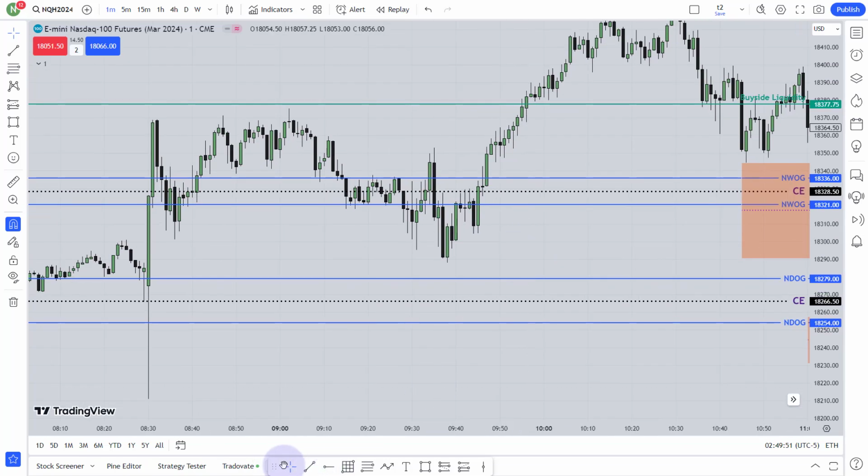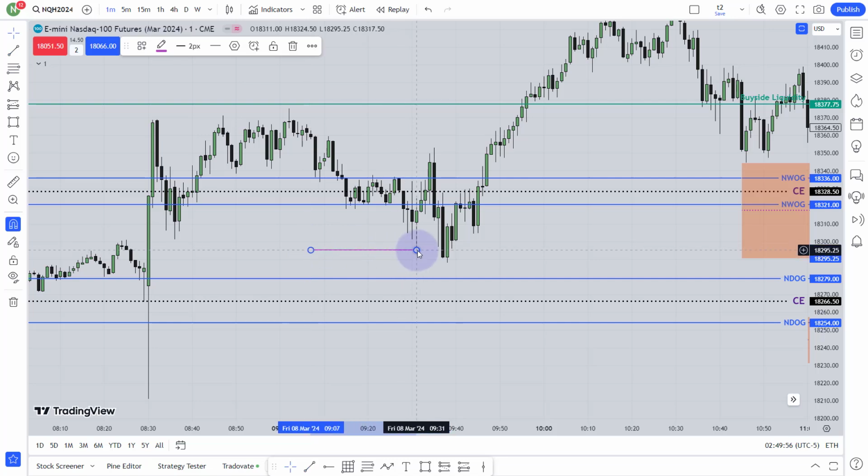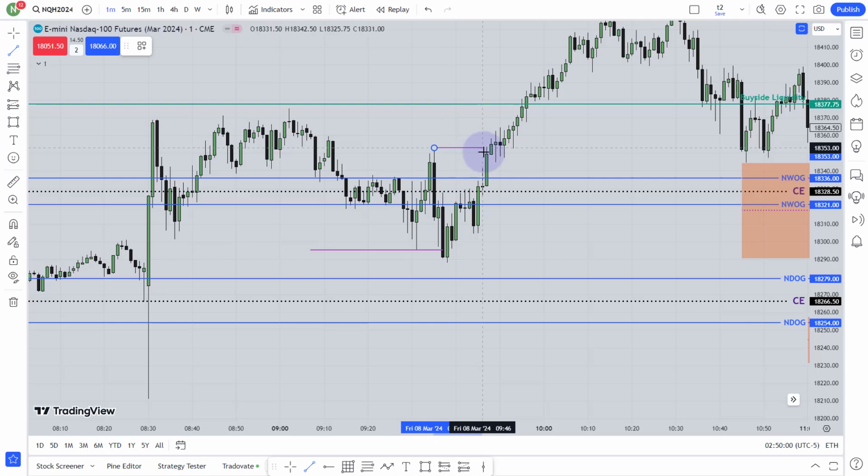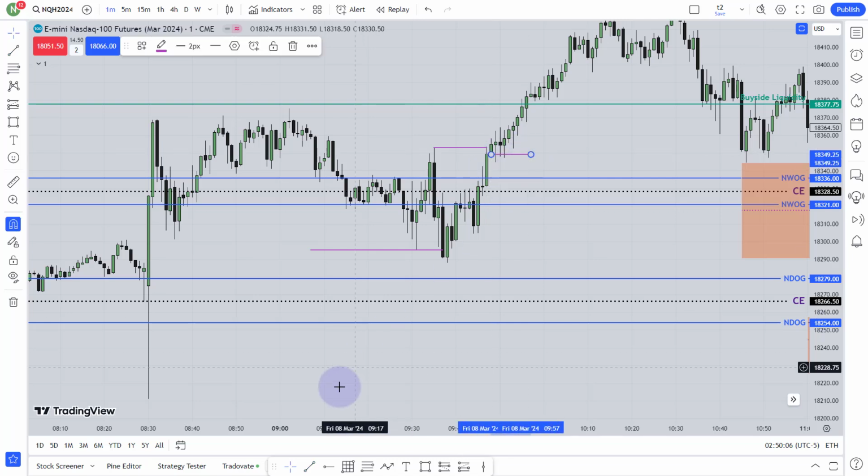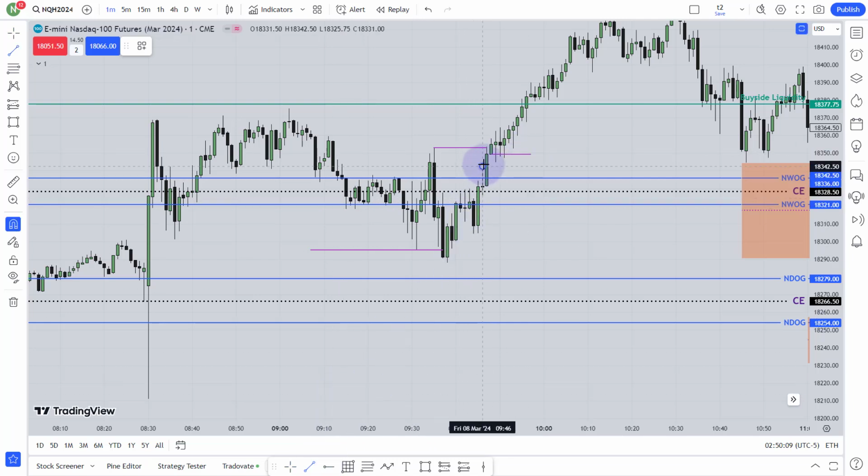I mean, let me mark the setup actually. So market has taken the liquidity here from the 1 minute chart. You got your market structure shift here at that candle. This is your fair value gap over here. So this is your entry. This should be your entry. Okay, I was live and I took that entry.